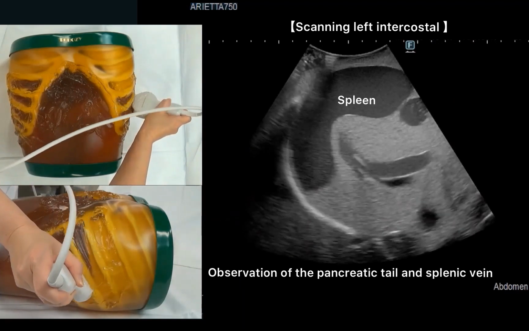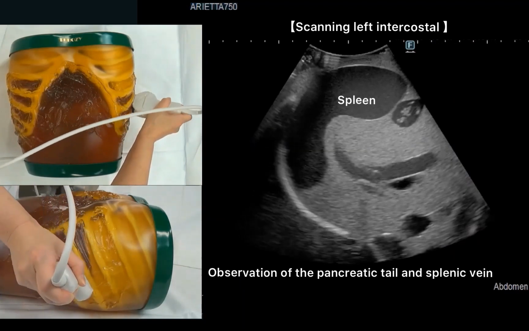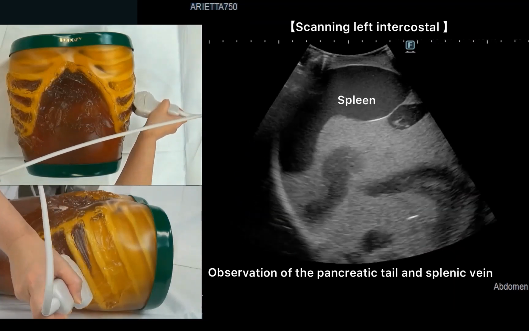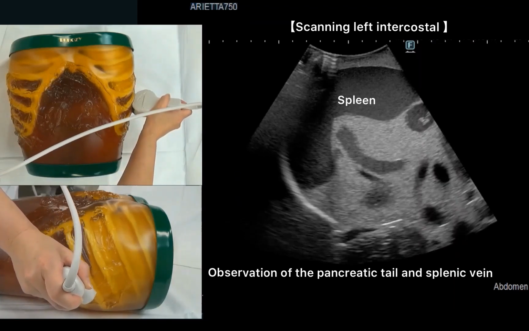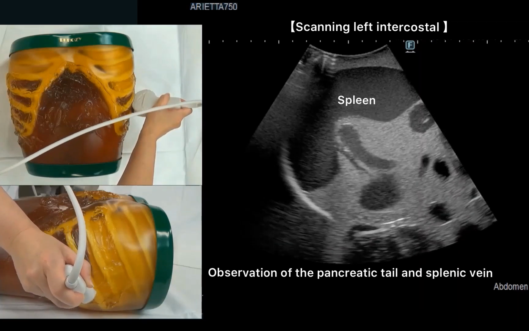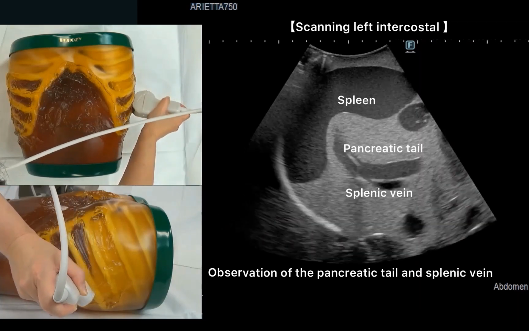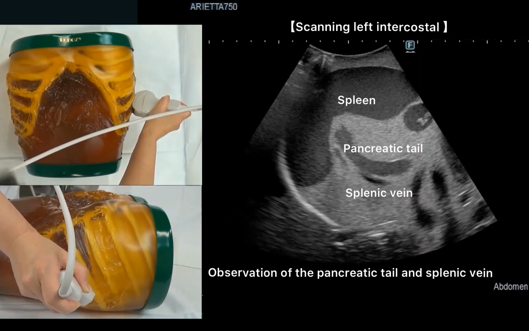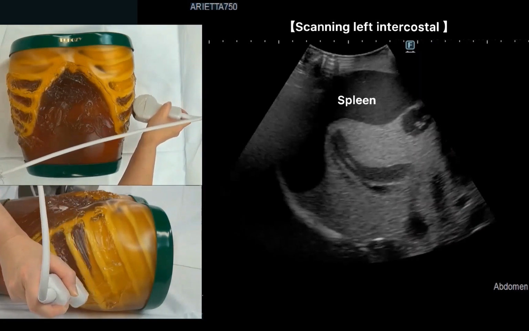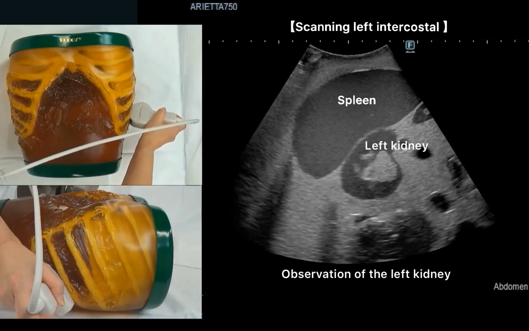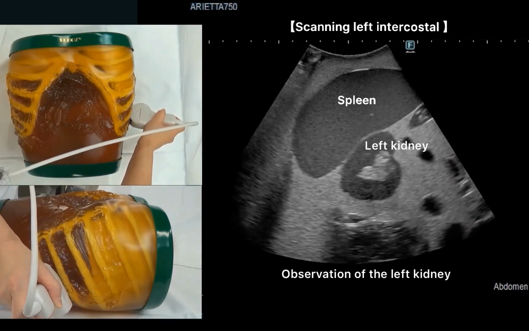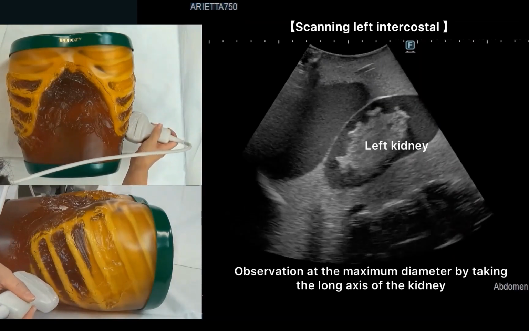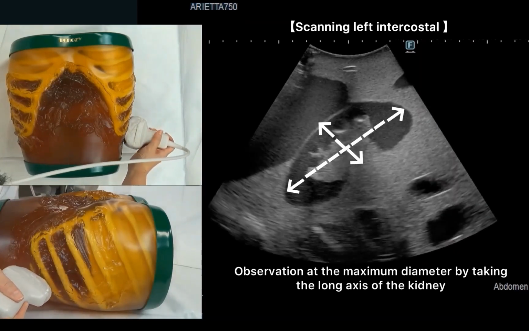You see the spleen here. Since the spleen is a retroperitoneal organ, the probe is moved dorsally for observation. The splenic hilum, pancreatic tail, and splenic vein can be observed. Next, lower the intercostal space from there and observe the left kidney. Observe the short axis and long axis.